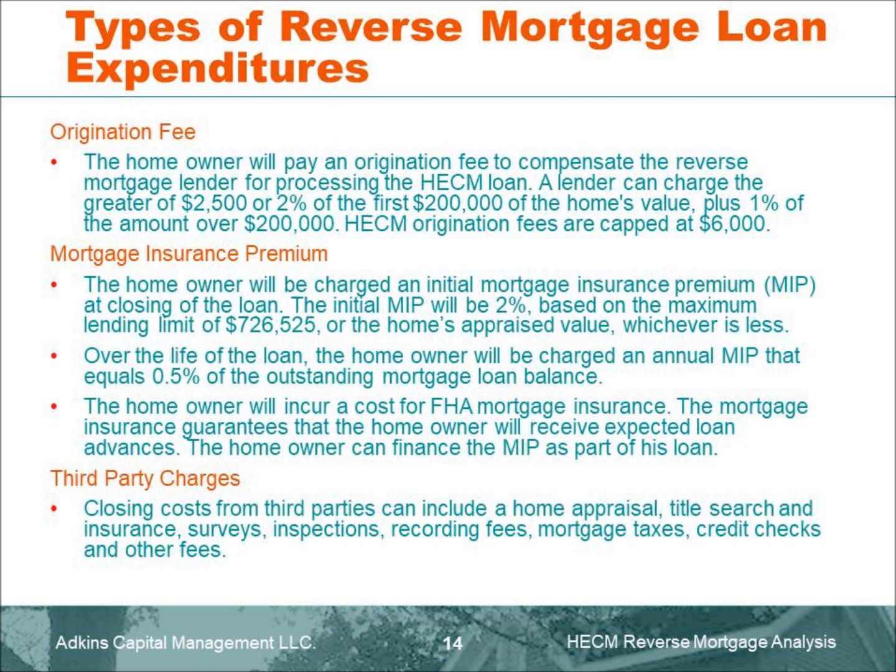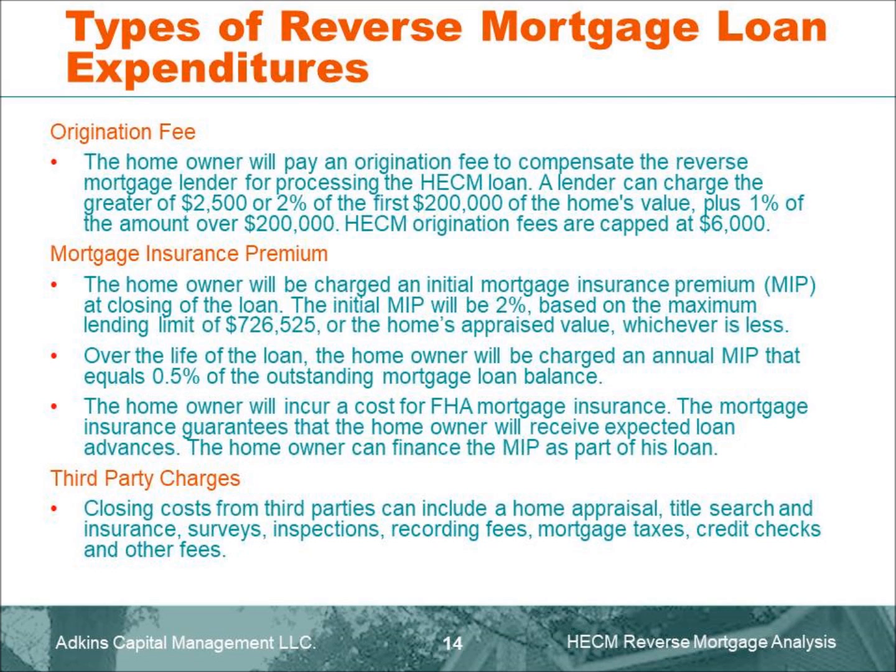Over the life of the loan, the homeowner will be charged an annual MIP that equals 50 basis points, which is 0.5% of the outstanding mortgage loan balance. The homeowner will incur a cost for FHA mortgage insurance. The mortgage insurance guarantees that the homeowner will receive expected loan advances. The homeowner can finance the mortgage insurance premium as part of his loan.